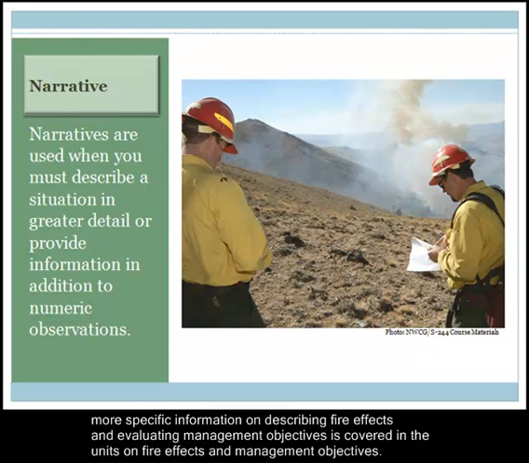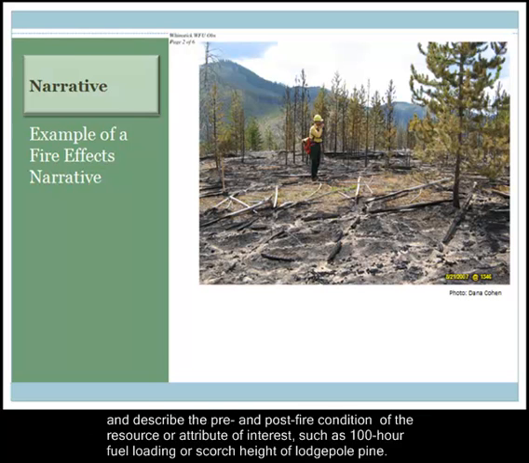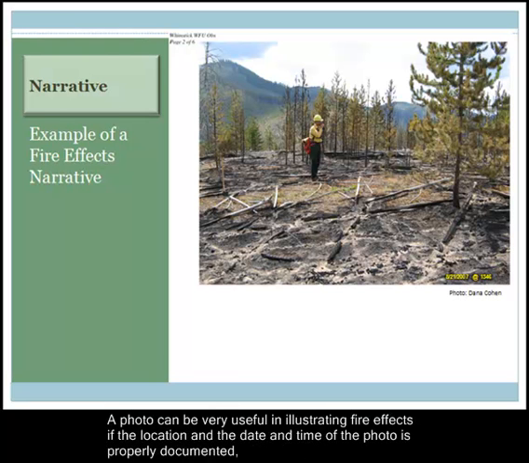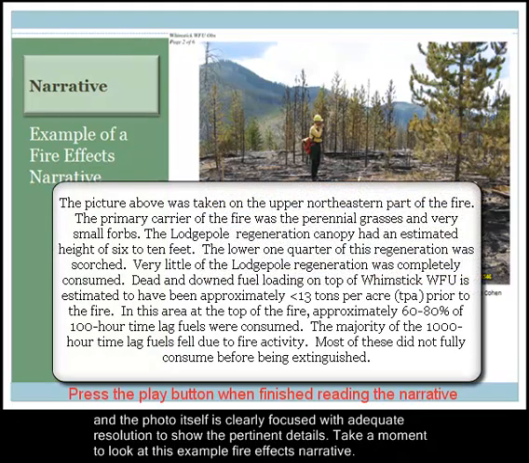More specific information on describing fire effects and evaluating management objectives is covered in the units on fire effects and management objectives. In documenting fire effects, focus on the resources and fire effects identified in the management objectives and describe the pre- and post-fire condition of the resource or attribute of interest, such as 100-hour fuel loading or scorch height of lodgepole pine. A photo can be very useful in illustrating fire effects if the location and the date and time of the photo is properly documented, and the photo itself is clearly focused with adequate resolution to show the pertinent details. Take a moment to look at this example fire effects narrative.